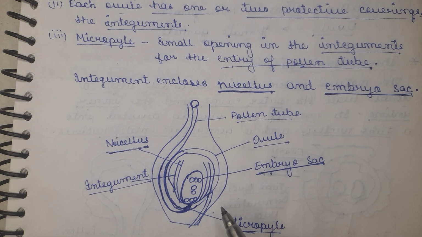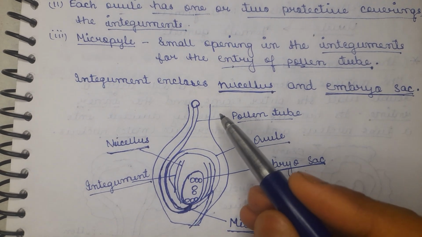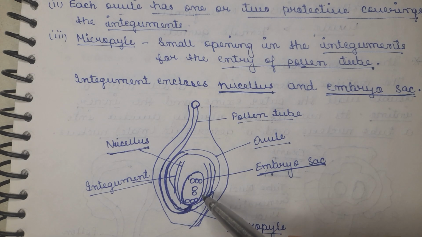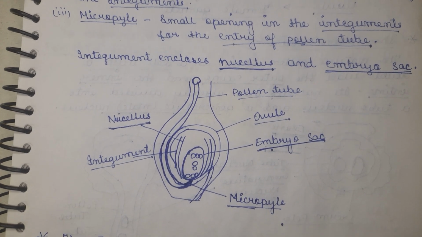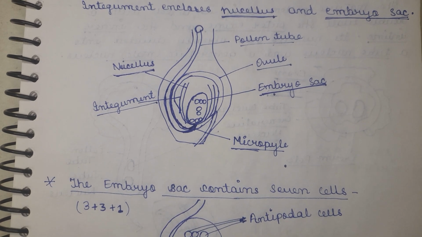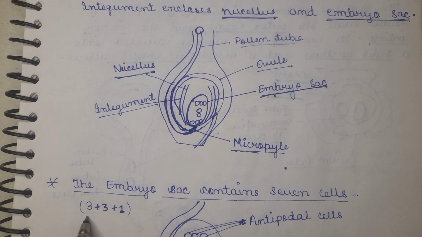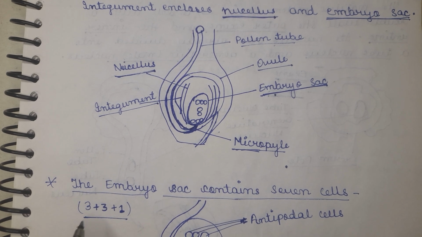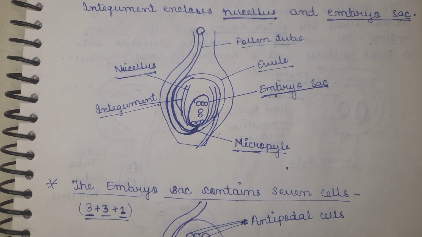So this was all about the structural diagram of an ovule from where the pollen tube enters into the embryo sac. Now we will understand about the embryo sac that contains the 7 cells. Each of the 7 cells has its own name. So we have 3 plus 3 plus 1.